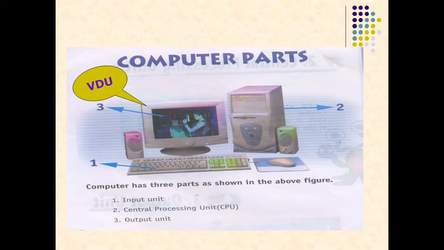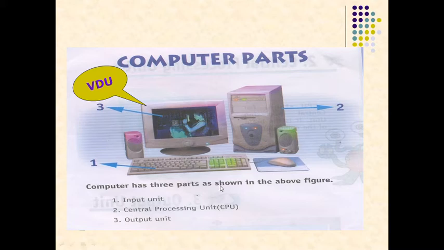So in this slide also, we can see different parts. What is a computer? It is nothing but an electronic device which takes input, processes that input, and gives the output in a desired manner. We have seen the definition.